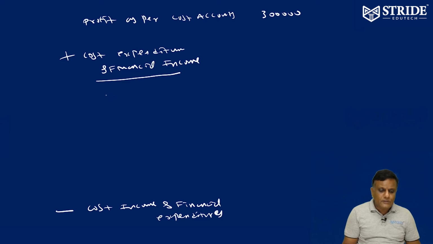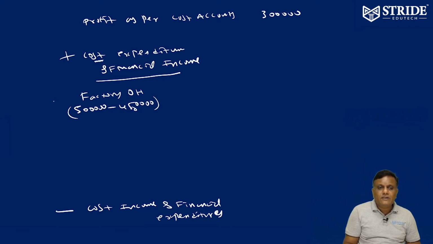What are the cost expenditure items? Say, for example, factory overheads. As per cost records, factory overheads are 5 lakhs. As per financial records, 4.5 lakhs. So 5 lakhs in costing and 4.5 lakhs in financial. Therefore factory overhead is higher in costing. We call this over absorbed. Over absorbed factory overheads is 5 lakhs minus 4.5 lakhs, 50,000.